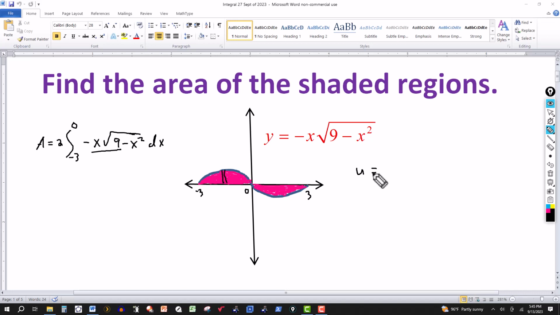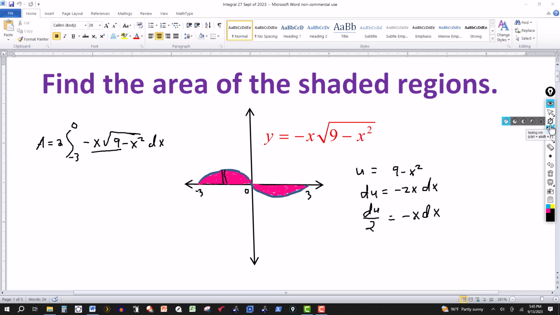I'm going to let u equal 9 minus x squared. Then du would be the derivative of this, which is minus 2x dx. So dividing by 2, I get du over 2 equals minus x dx.